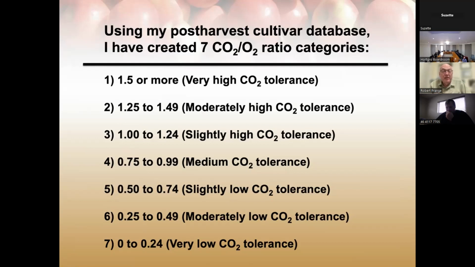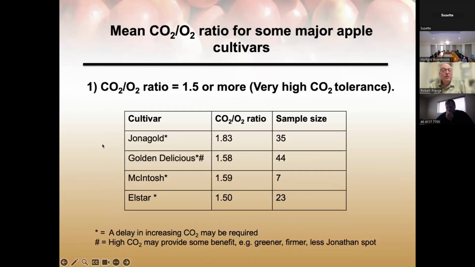And then getting into more sensitive varieties, group 4, group 5, group 6, and finally the most sensitive to CO2 would be group 7. Virtually no CO2 would be tolerated. So in that first group, the most tolerant, that's 1.5 or more ratio, take a look at, and I'm highlighting varieties that you guys would see in South Africa, plus a few others.